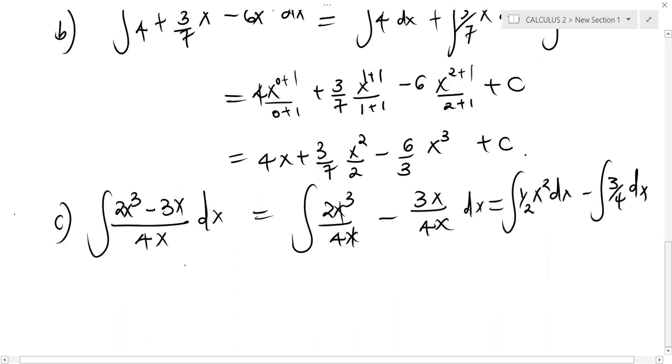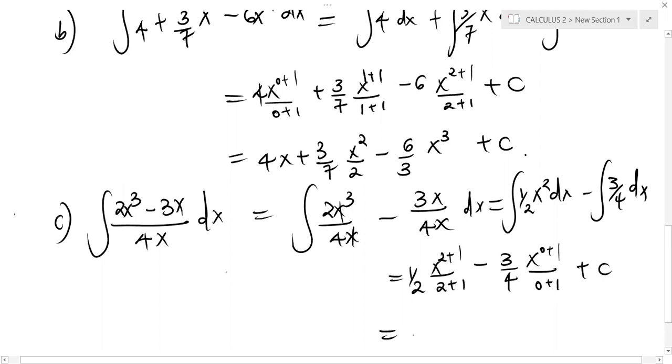So integrating 1/2 x squared, we will have 1/2 x^(2+1)/(2+1) minus integrating 3 over 4. So 3 over 4 is the same as 3 over 4 x raised to power 0, because x raised to power 0 is 1. So x^(0+1)/(0+1) plus c. So finally, 2 plus 1 will give 3. So 1 over 6 x cubed minus 3 over 4, 0 plus 1 is 1, so 3 over 4 x plus c. So basically, that's how we go about integrating arbitrary algebraic functions.